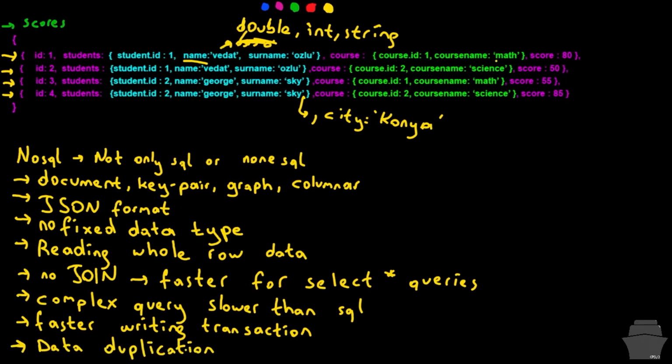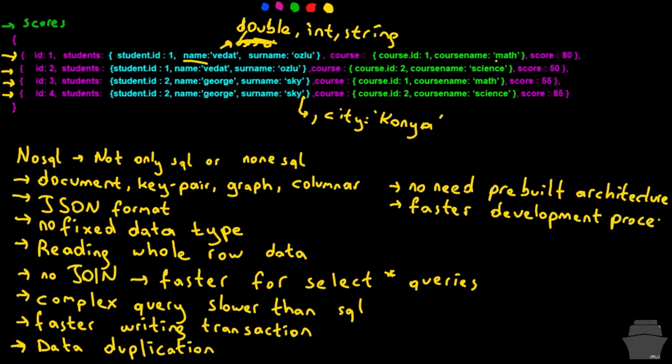You can see in this document, in the code section, we have more than one math and science, right? We have said that there is no need for a predefined field type or pre-built architecture. NoSQL provides flexibility, and that means the development process is faster than SQL. And one of the most important features of NoSQL is it supports horizontal scaling.